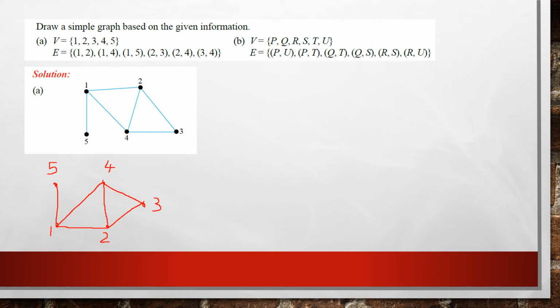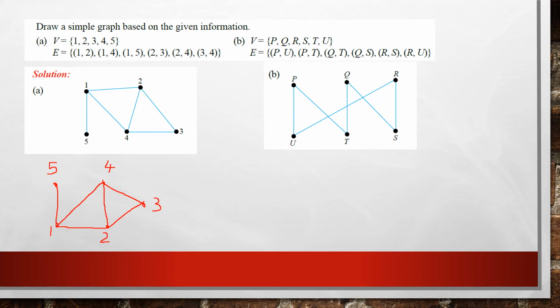So your diagram can be different. Your answer can be different. So this is another example of an answer for this graph, for this part A. Next, we look at part B. This is the answer given. You must have vertices P, Q, R, S, T, U, as given. Then your edges are PU. You draw the line PU. Then PT, QT, QS, RS, RU.